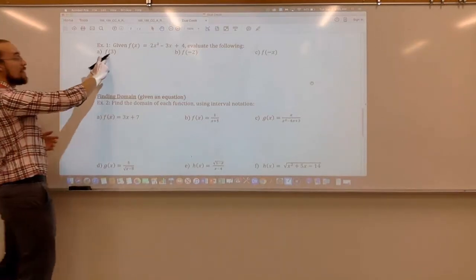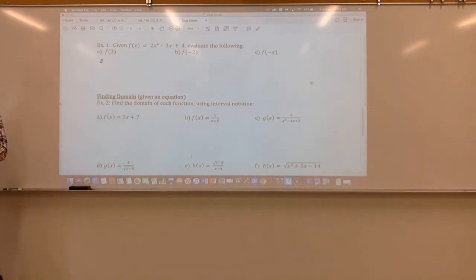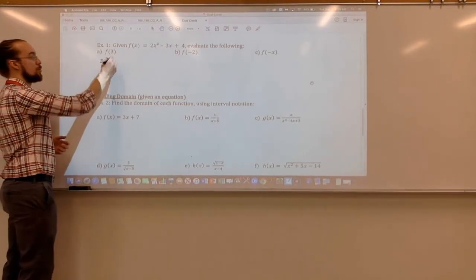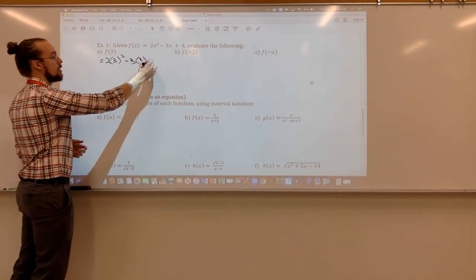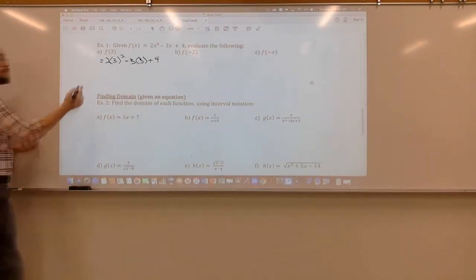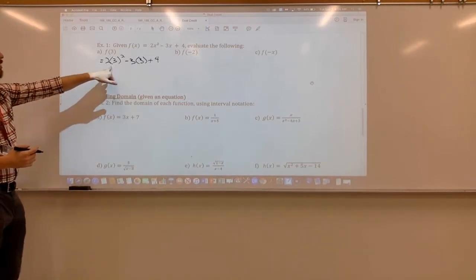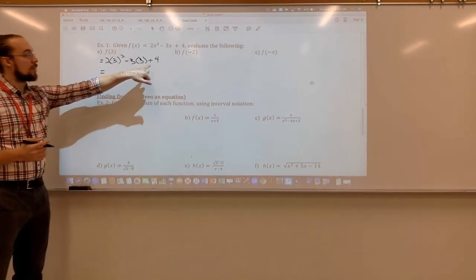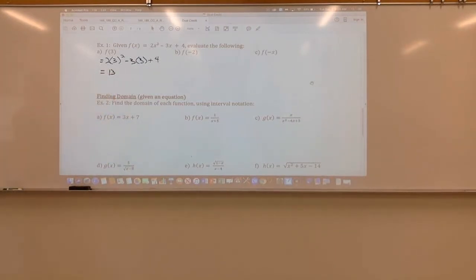This notation means I'm going to input each of these values in for x. So first, f of 3 means I'm going to plug in 3 everywhere I see an x. So this would be 2 times 3 squared minus 3 times 3 plus 4. We could use a calculator, but that would give me 18 minus 9 plus 4, which is 13. Sometimes it's faster to just do it without a calculator.